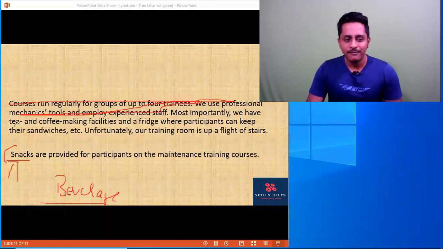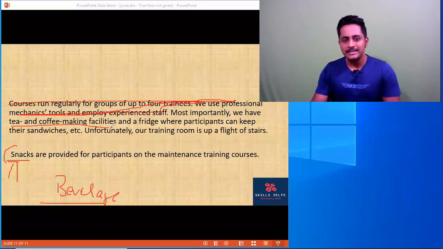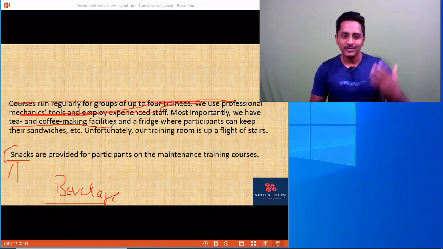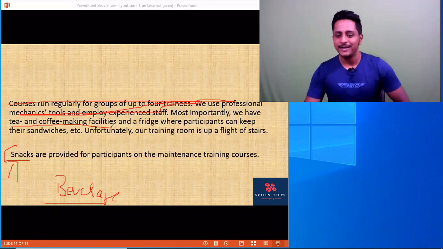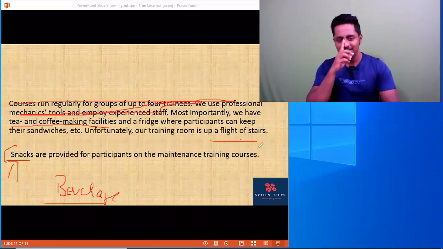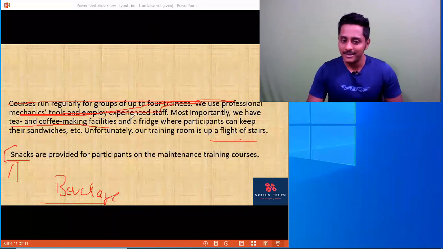Most importantly, we have tea and coffee making facilities. You don't have to go to a Starbucks and get a coffee for $10 and then sit in that course. No. Whenever you feel like having a coffee, you just go there. It's just a flight of stairs. You can have your coffee for free. We provide you a vending machine, coffee making facilities there. Everything is provided.